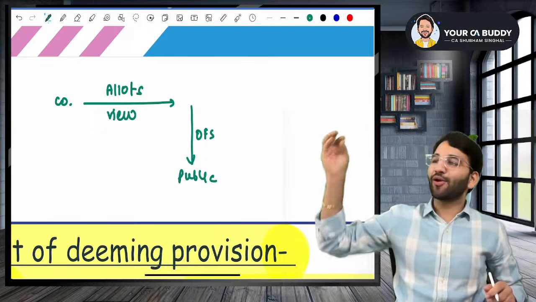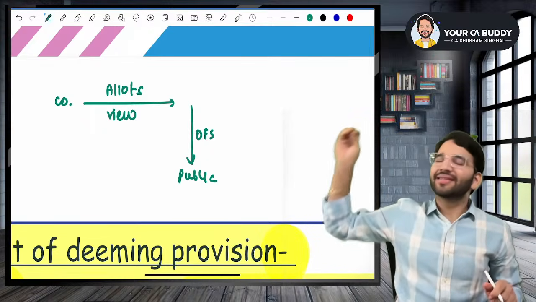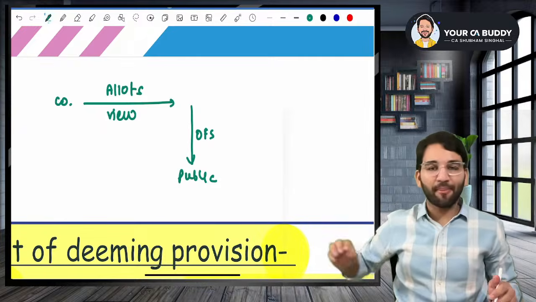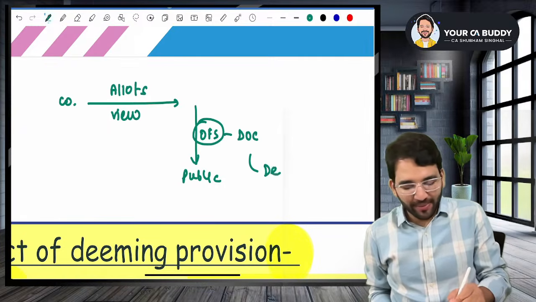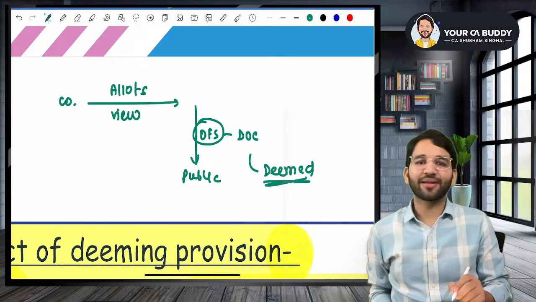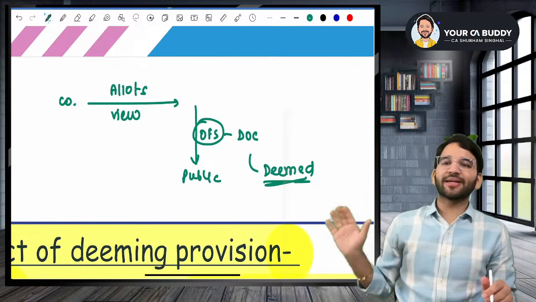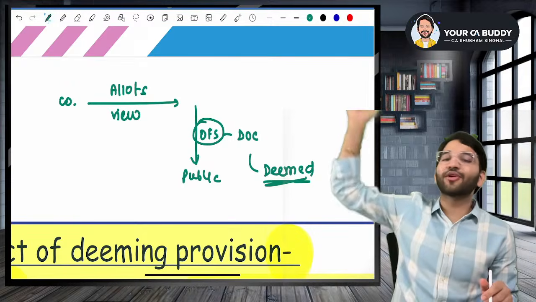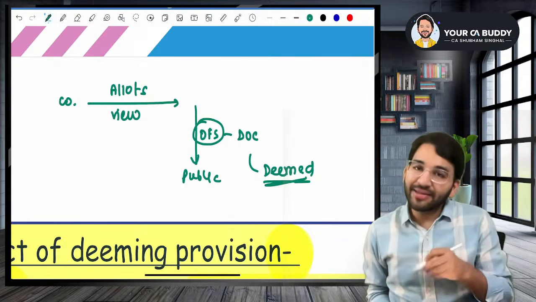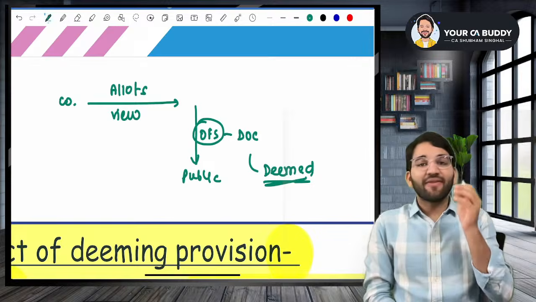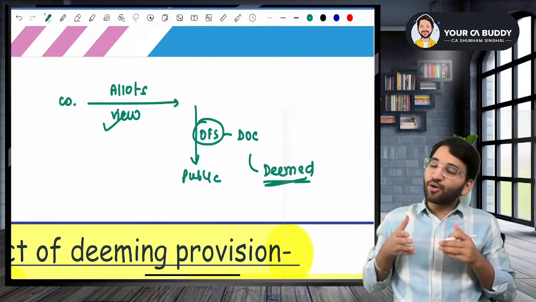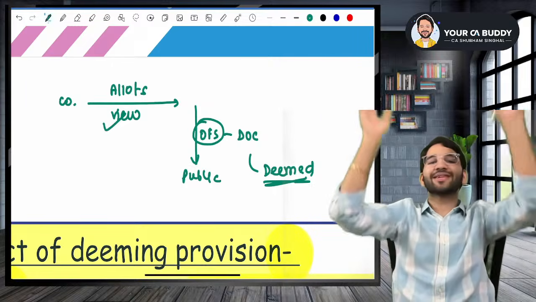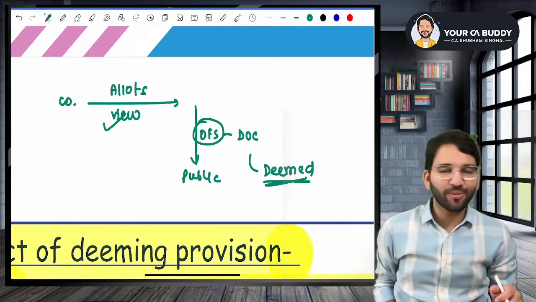If a company allots any shares with a view that such shares will be offered for sale to the public, then the document through which such offer for sale is made will be deemed to be a prospectus. So a document through which offer for sale is made will be considered as a deemed prospectus. So what did I say? Where the company allots the shares with a view that such shares will be offered for sale to public at large, then the document through which such offer for sale is made will also be deemed to be a prospectus.